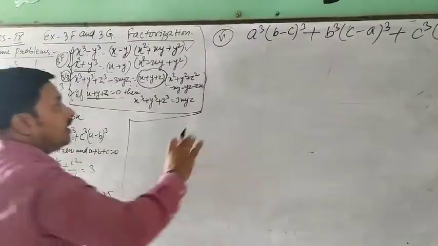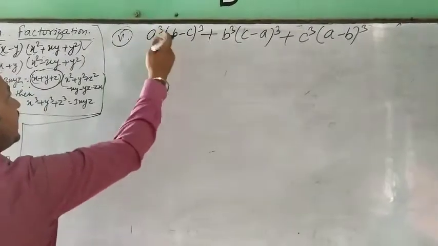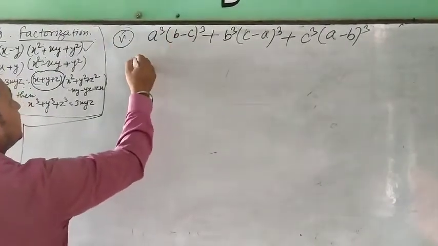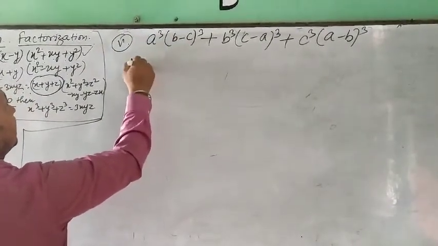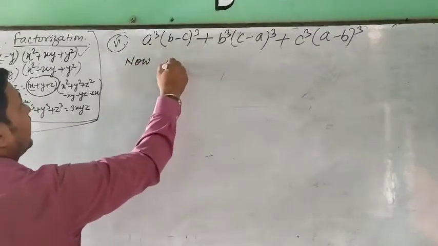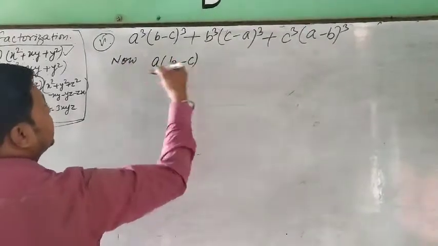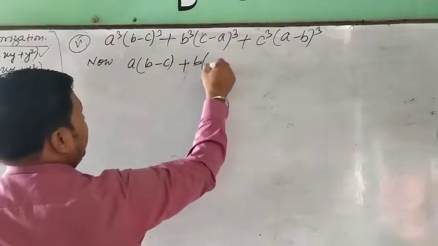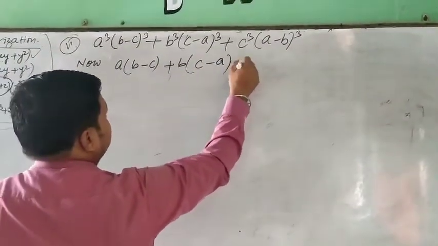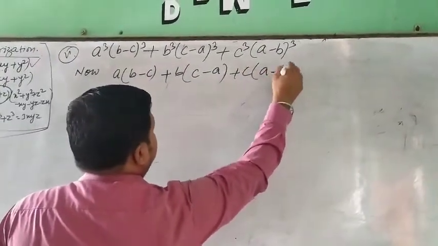So it should be written as, now a into (b minus c) plus b into (c minus a) plus c into (a minus b).